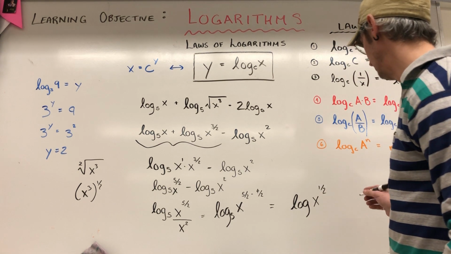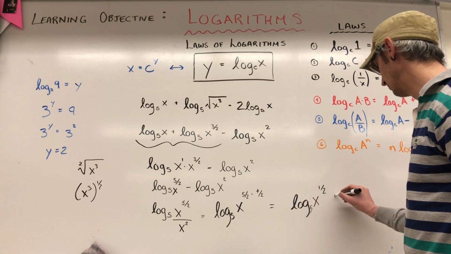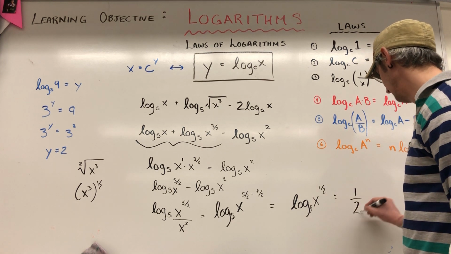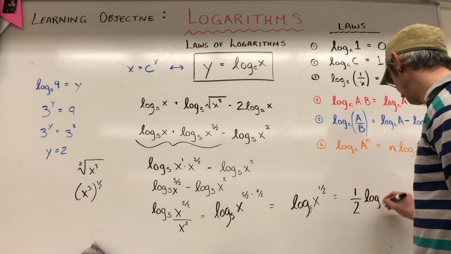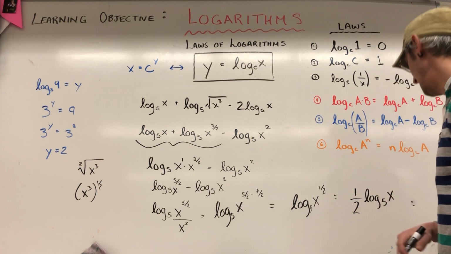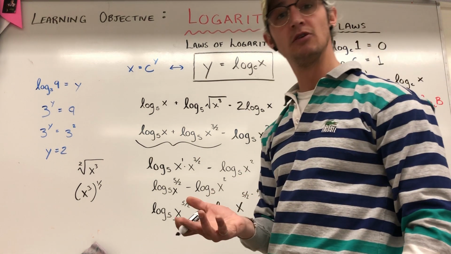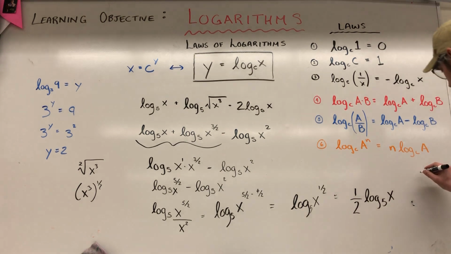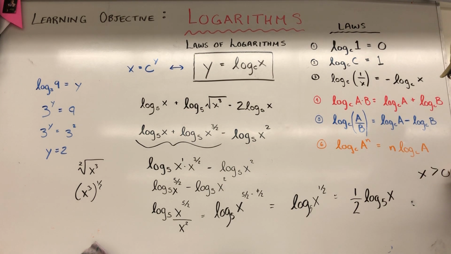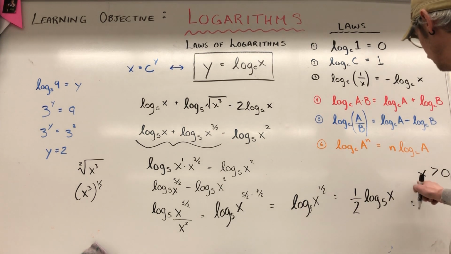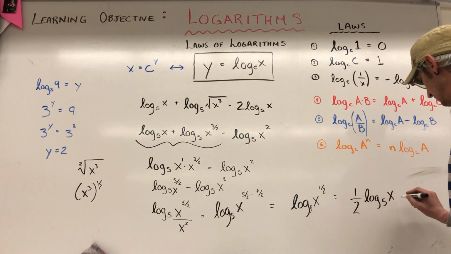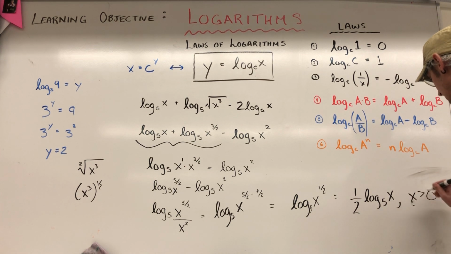Which I can rewrite as 1/2 log base 5 of x. And I can never take the log of 0 or of a negative number, so x has to be greater than 0 here. That's my restriction. X has to be greater than 0.